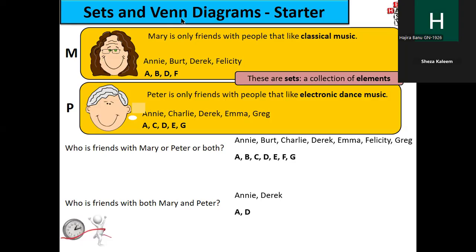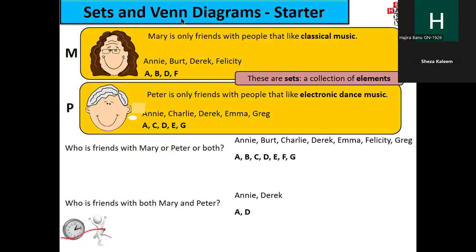Then we have another set operation called intersection, which is nothing but the overlap of sets. Overlap of sets means which are common between both of the sets. Only those elements will be written in the result when we are doing M intersection P. Is that clear?